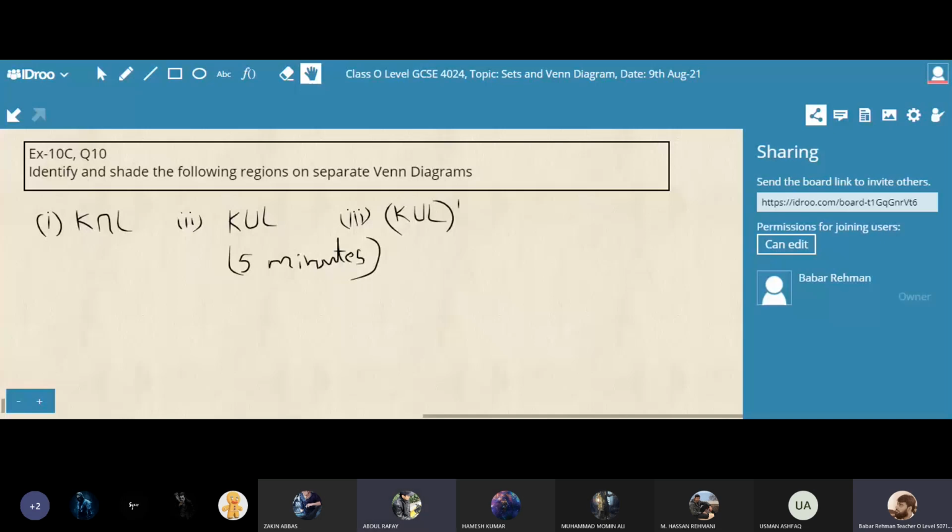Explain in English, please. Sir, is this the last one or this one? This one. Sir, this one is not drawn. Abdul Rafi, explain this one.